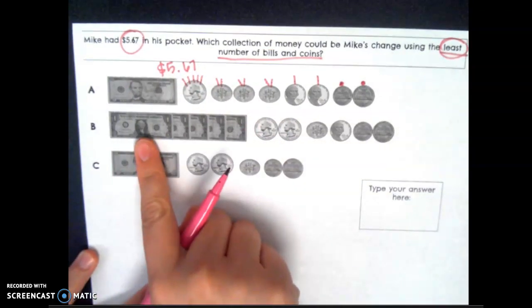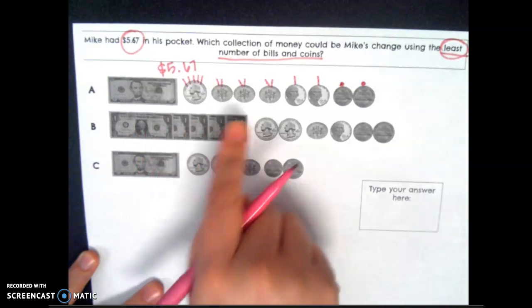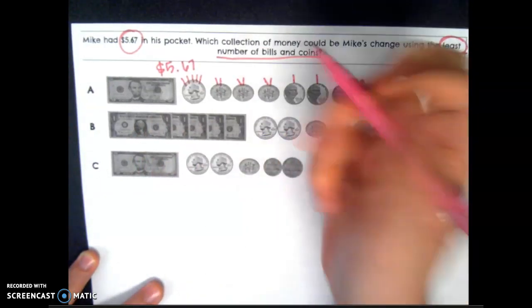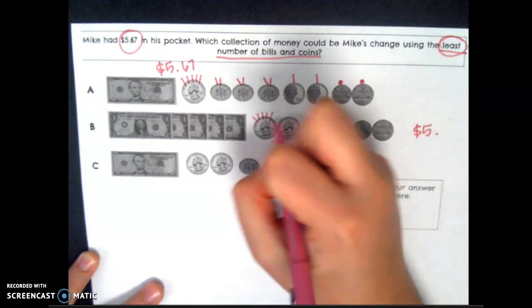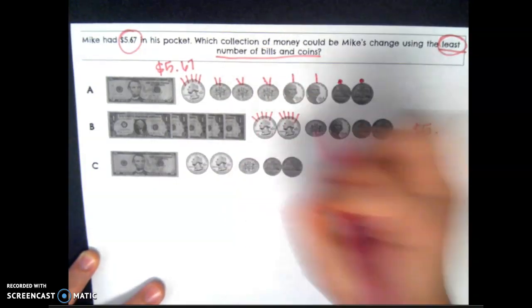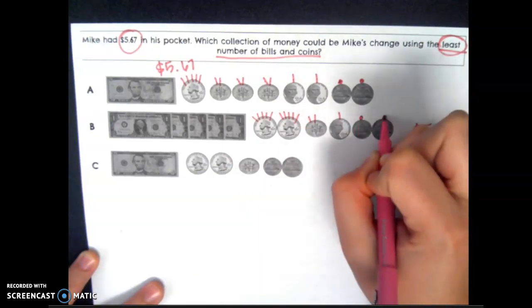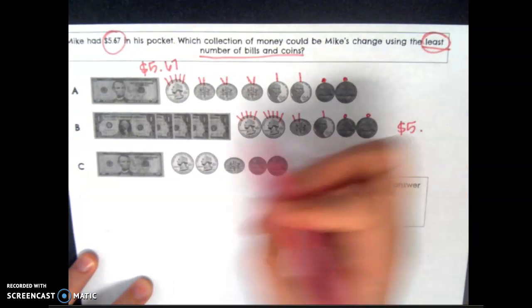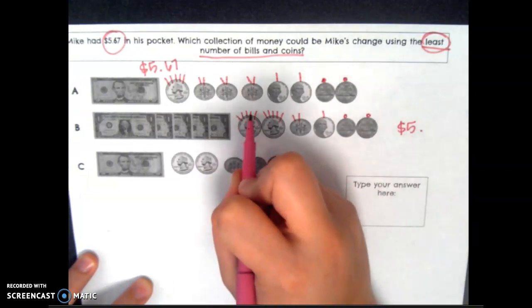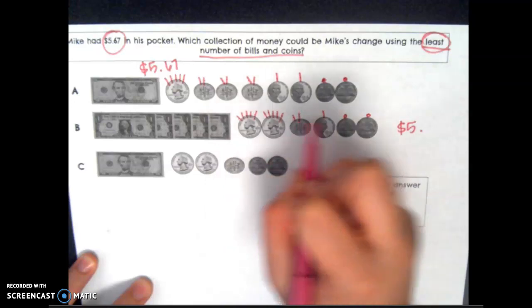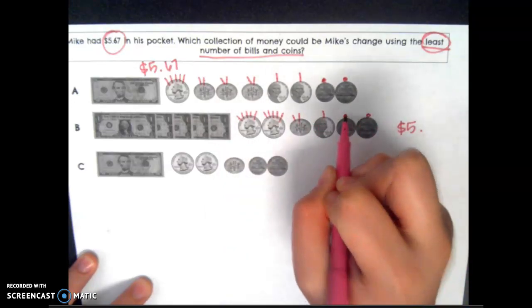So let's count these. 1, 2, 3, 4, 5. 2 quarters. 1, 2, 3, 4, 5. A dime, a nickel, 2 pennies. So I'm going to skip count by 5s. 5, 10, 15, 20, 25, 30, 35, 40, 45, 50, 55, 60, 65, 66, 67.